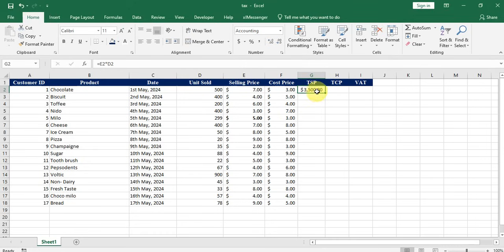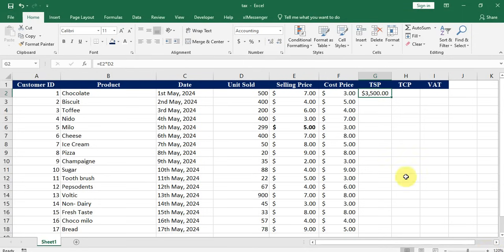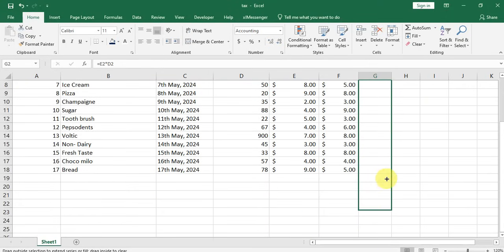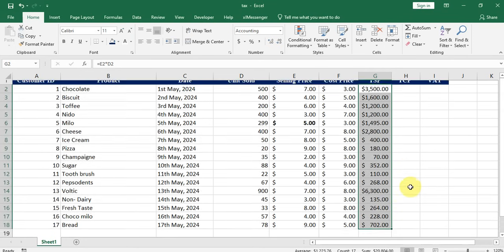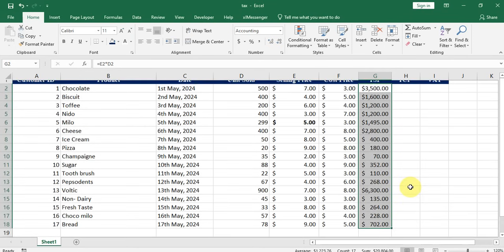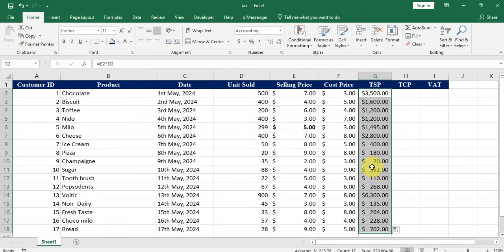After you have done the first one, look at my cursor here. Let me zoom in a little bit. It is that white bold cursor. Immediately I bring it down to the active cell here, you can see it changes to a black tiny plus. You click and hold, and then drag it down to the last product here. The very moment you release your hand, Excel will automatically calculate the rest of the products for you.